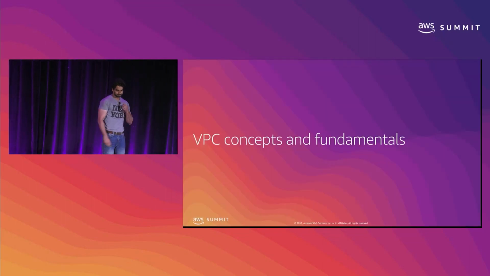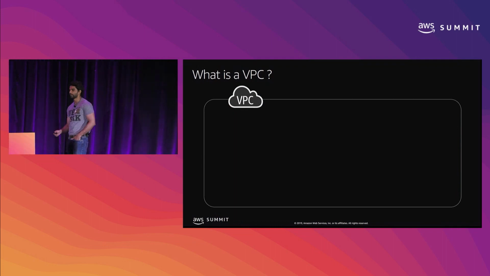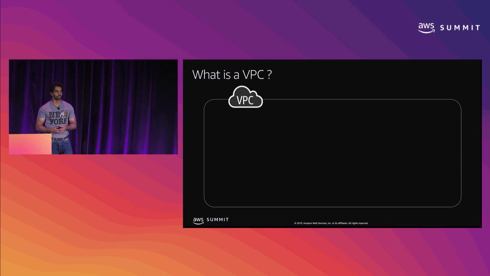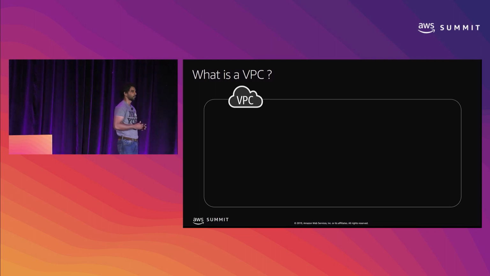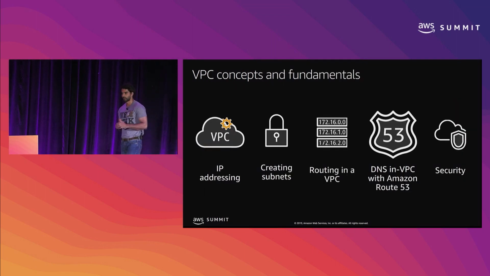So let's begin with VPC concepts and fundamentals. What's a VPC? A VPC is a layer 3 virtual network, which provides you a logically isolated section inside AWS where you securely deploy your workloads, your applications. That's all it is, a layer 3 virtual network. Let's look at the various fundamental concepts, starting with IP addressing.